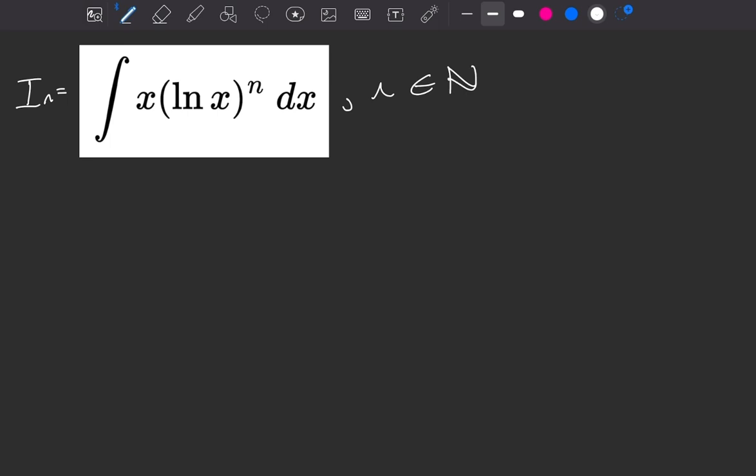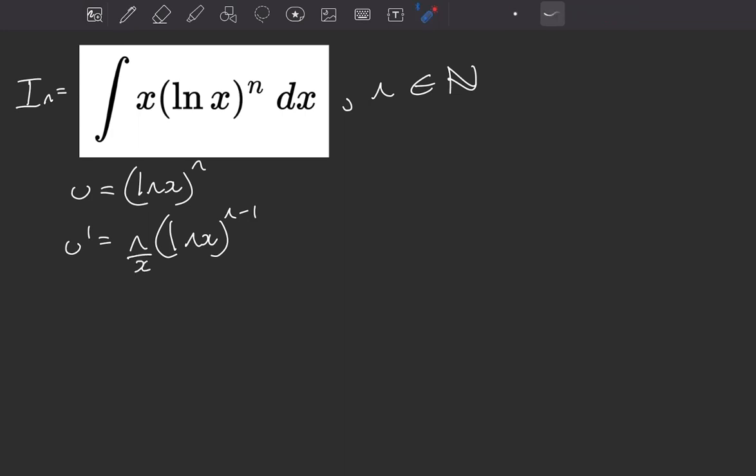We'll have the thing to differentiate as the natural log of x to the power of n, which when we differentiate, we'll get n times the natural log of x to the power of n minus 1, and the whole thing divided by the differential of log of x, which gives us 1 on x. The thing to integrate is just x. It's nice and easy, gives us x squared on 2.